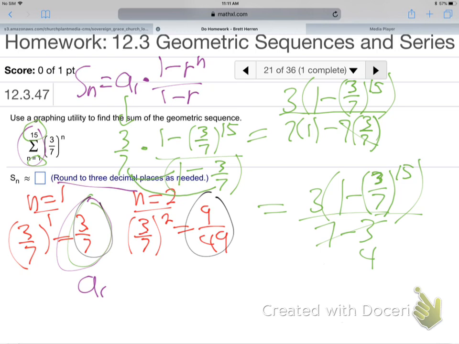So when you hit the buttons on your calculator, you should get 1 minus... Make sure that 3/7 is in parentheses. I'm getting 0.749999, so they want me to round to 3 places, so it's just going to be 750 actually, isn't it? 0.750. Did y'all get that?